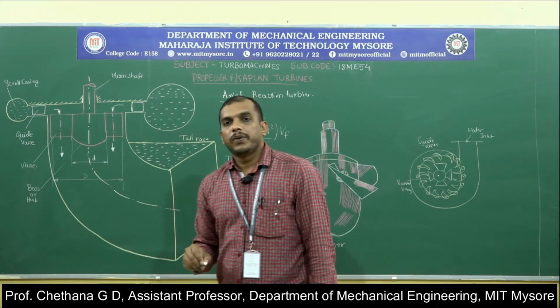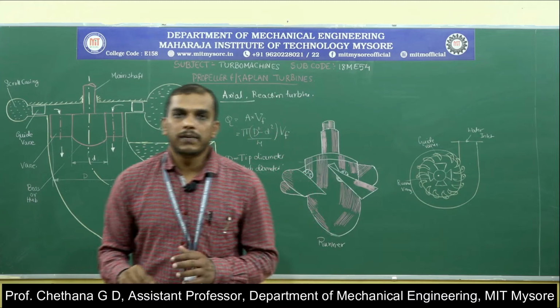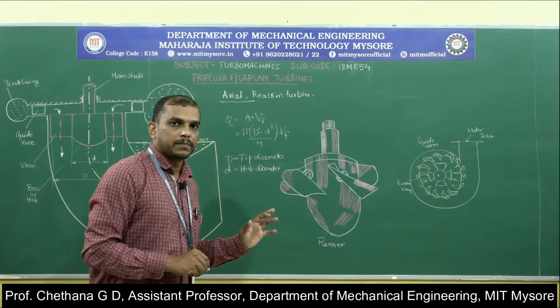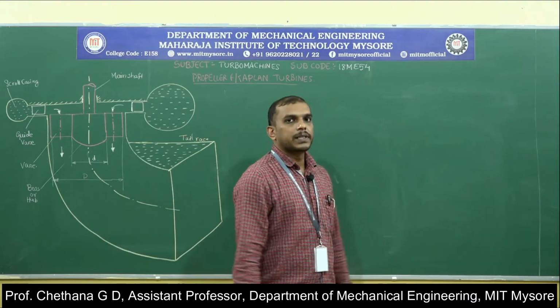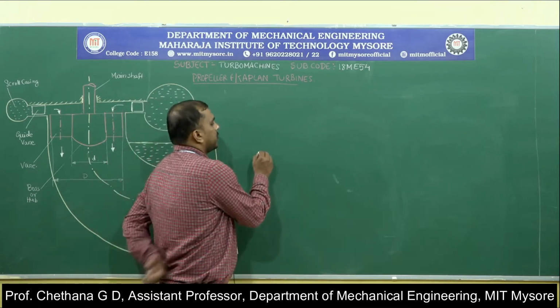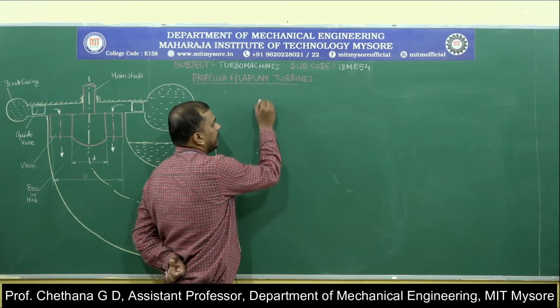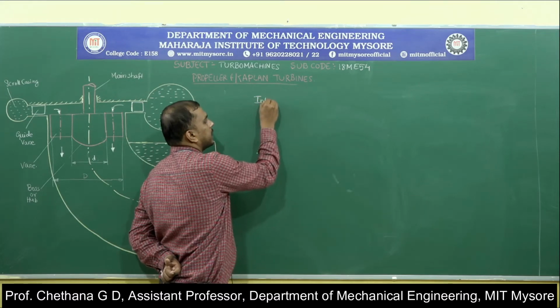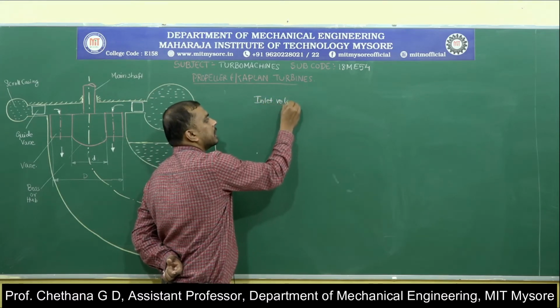Now what we will see? We will see the velocity triangle for the Kaplan turbine. Now let us draw the velocity triangle for the Kaplan turbine. We start with the inlet triangle, that is the inlet velocity triangle.